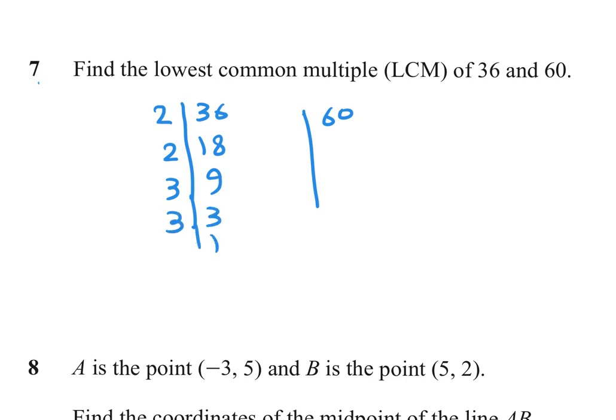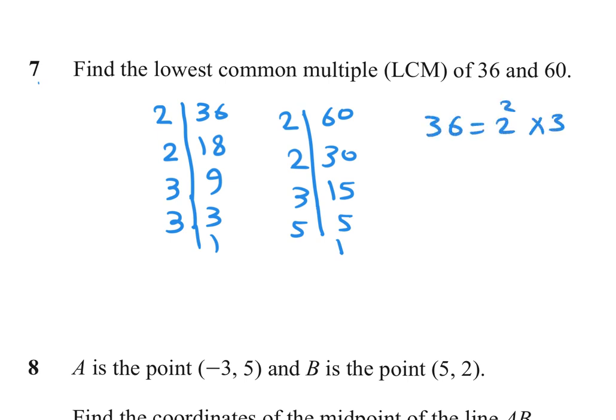For 60, do the same. Divide by 2, 30. Divide by 2, 15. Then divide by 3, 5. Divide by 5, 1. Now we have 36 equals 2 squared times 3 squared, and 60 equals 2 squared times 3 times 5.